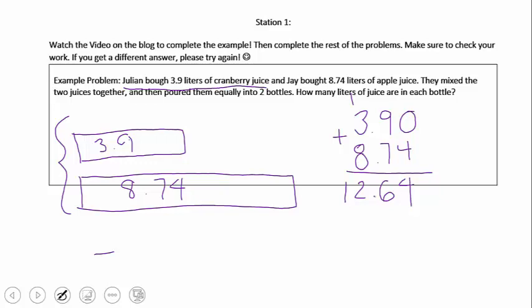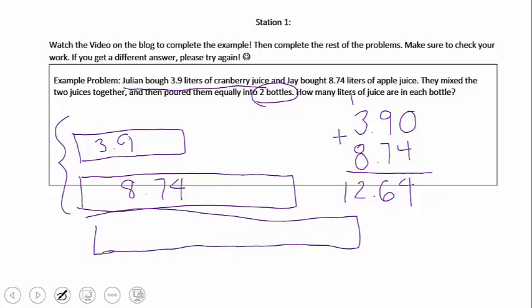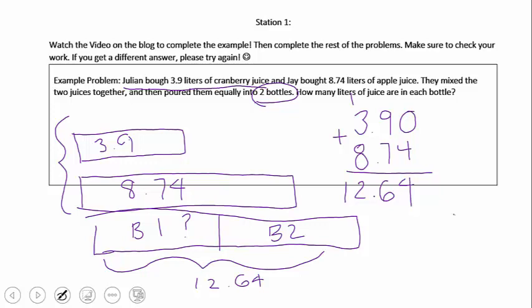But that's not necessarily what it's asking. We have to keep going. They poured them equally into 2 bottles. So now I'm going to draw my new juice. And here's my 12 64/100. That's my total. And here is bottle 1 and bottle 2, because I split them equally. So how much is going to be in one bottle? Well, we know that if we split something into equal pieces, it's going to be division. So step 2, I would take 12 64/100 divided by 2.